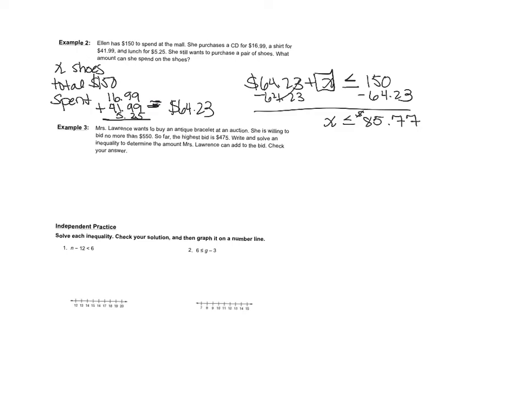Okay, example 3. Mrs. Lawrence wants to buy an antique bracelet at an auction. She is willing to bid no more than $550. So far, the highest bid is $475. Write and solve an inequality to determine the amount Mrs. Lawrence can add to the bid. Check your answer. Well, the first thing we need to know is that no more than would have to be less than or equal to $550. Okay, so I know that that's going to be part of this.